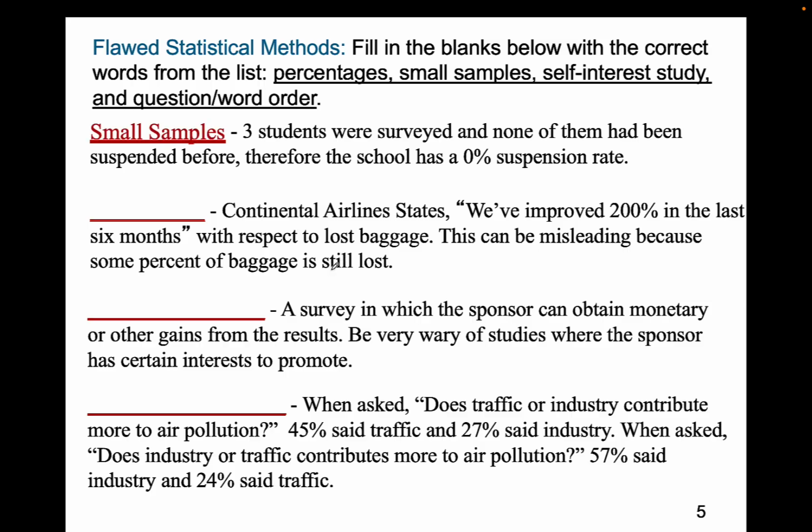If you put small samples for the first one, you got it right. 3 students were surveyed and none of them had been suspended. Therefore, the school has a 0% suspension rate. That's lowercase n, sample size equals 3. Not enough. Keep talking, get a larger sample before you calculate that suspension rate.